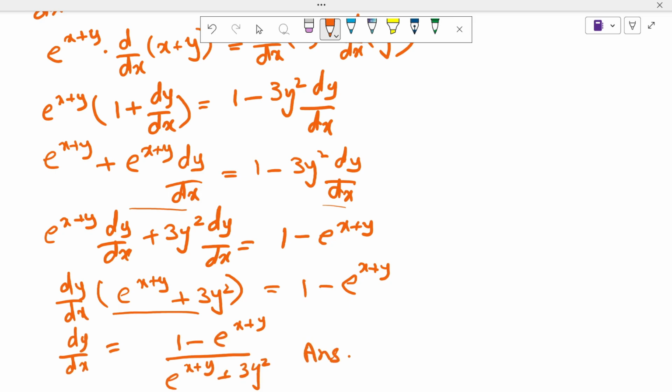So I hope you understand what is implicit function and how to find the derivative of implicit function.